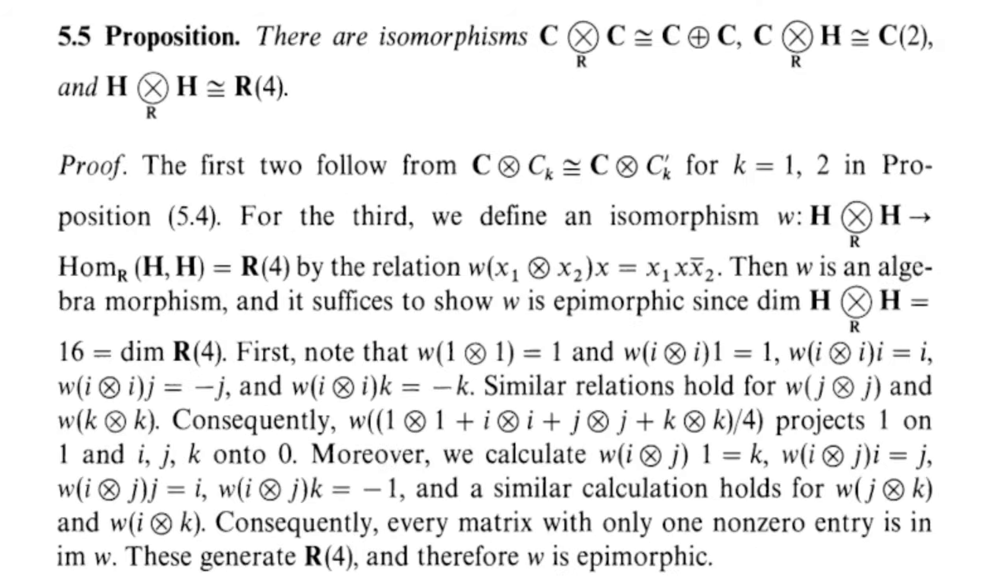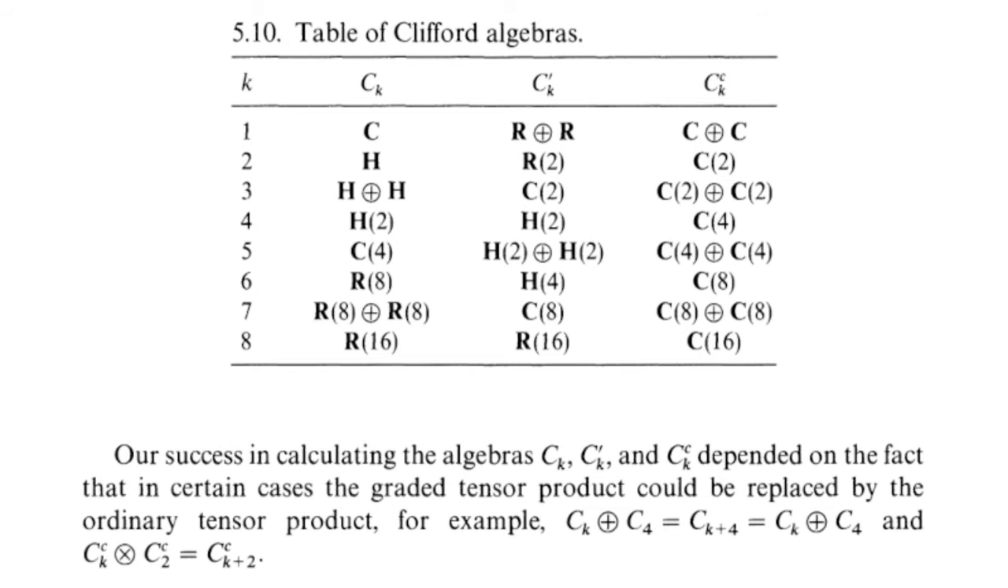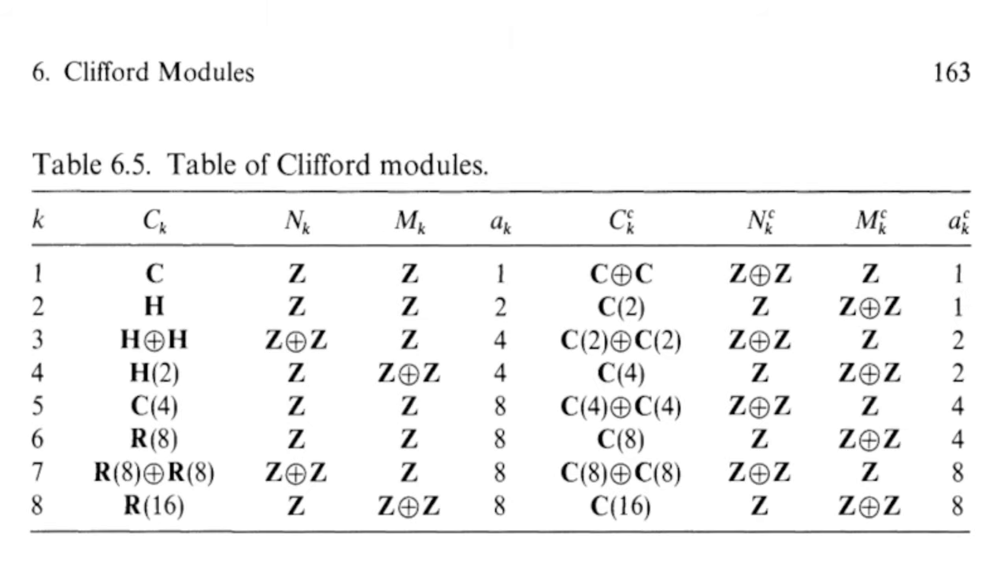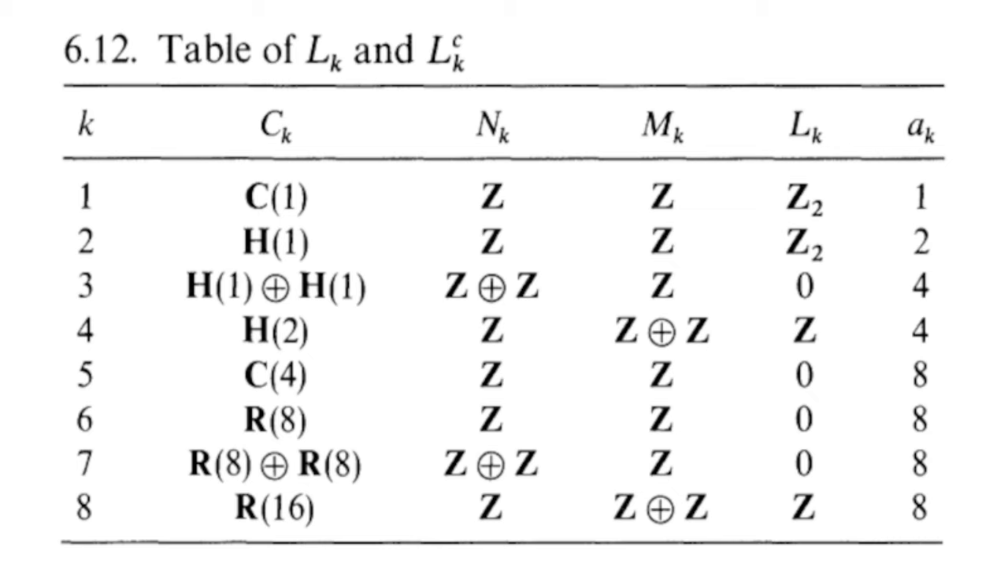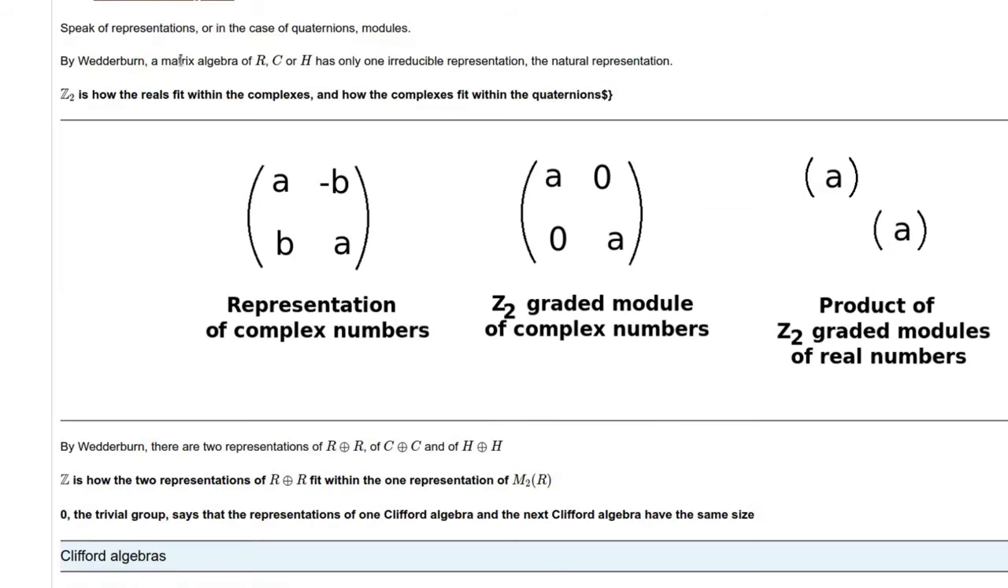Where do you get Z2? Where do you get Z? And where do you get zero from? Basically it's how matrices can fit together. And so in the practical sense, it's probably something really almost trivial.